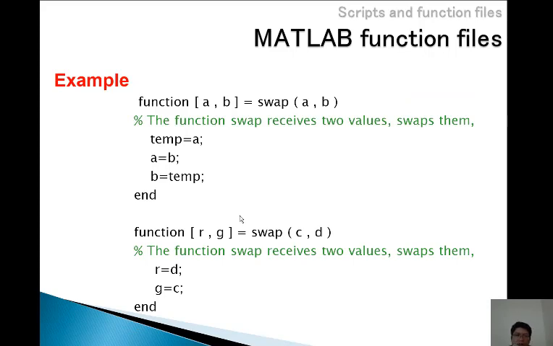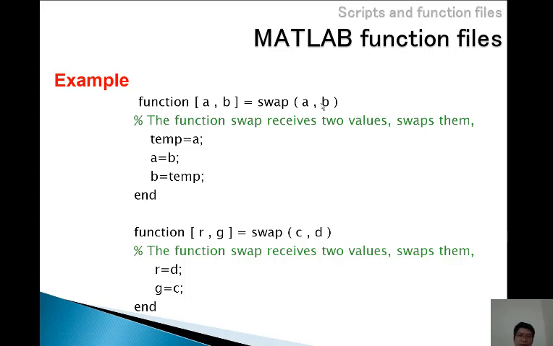Example, let's take a look at the example swap function. Basically this function will swap the two values. So the function will be function a, b. The output will be a and b. The function name will be swap a and b. Basically it will swap the position of a to b and b to a.